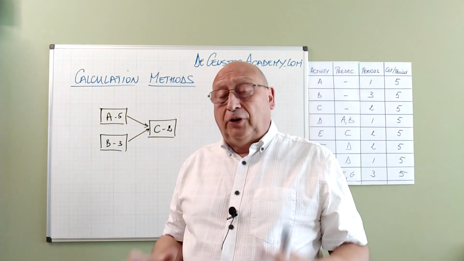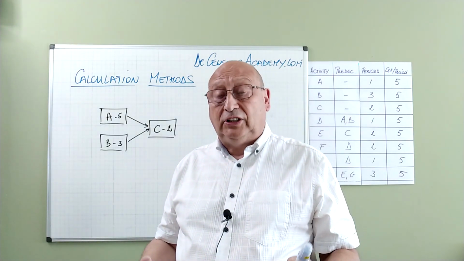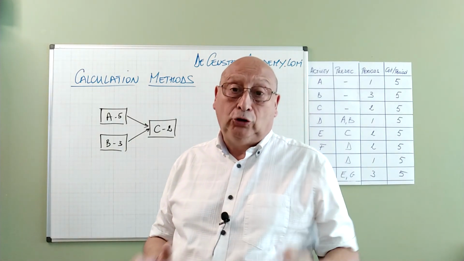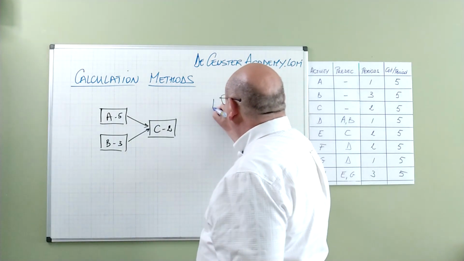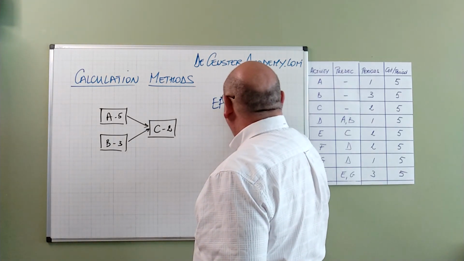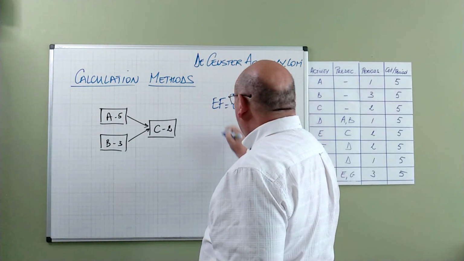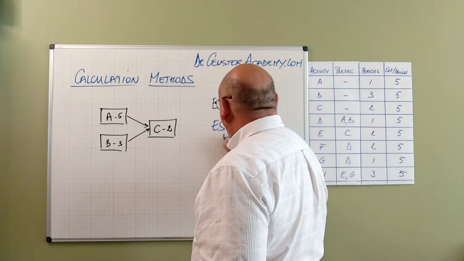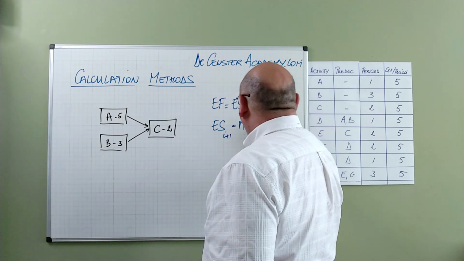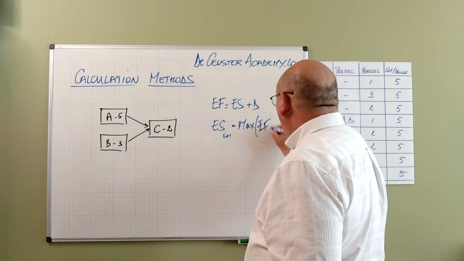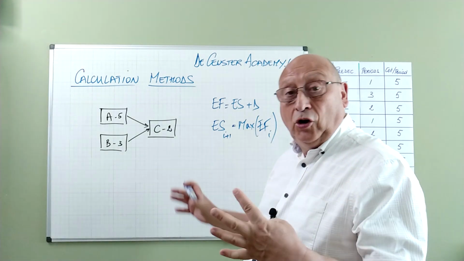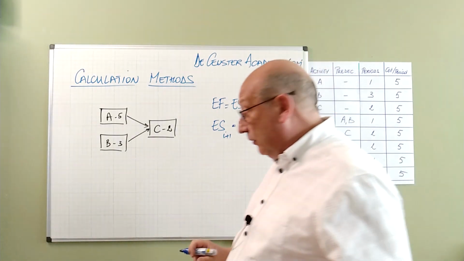Let's now start from 0 and see what the result is, but first of all I will write down the formulas that we use. Early finish is early start plus the duration, and the early start of the successor is the maximum value of the early finish of the predecessors. These are the formulas for this method.